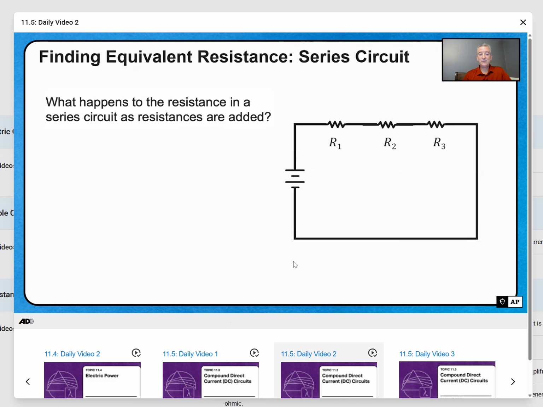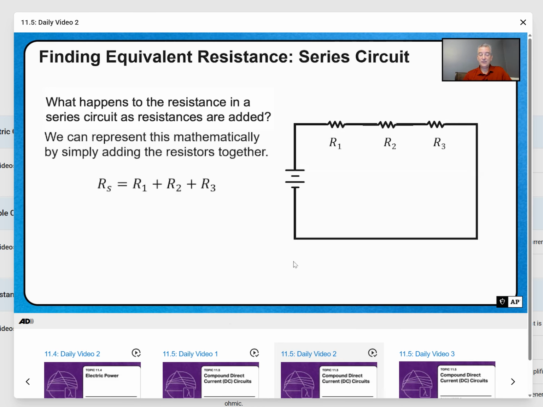So what happens to the resistance in the series circuit as resistors are added? You might recall from daily video 1 that as we add resistors in series, the total resistance of the circuit is actually going to go up. So here, we're going to represent that mathematically by simply saying that R sub S, in other words, the resistance of our series circuit, is equal to R1 plus R2 plus R3.